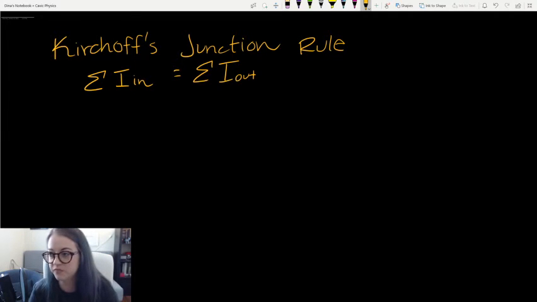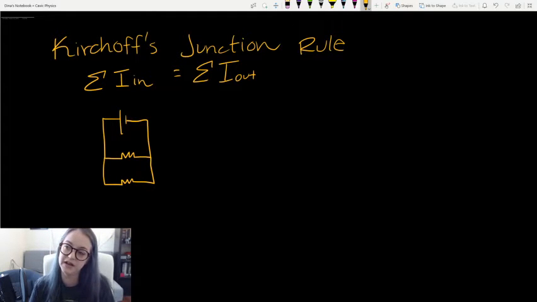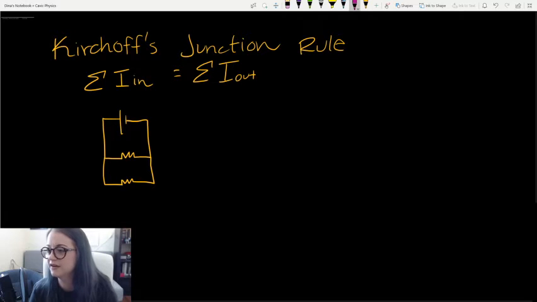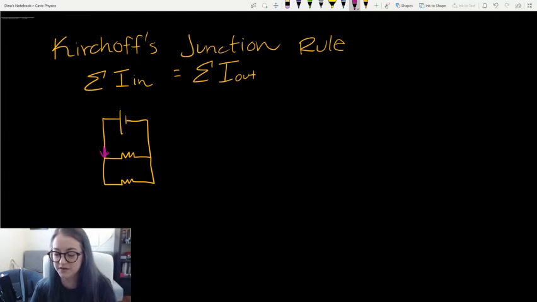So what does that mean? Well, if we look at a parallel circuit, here we have a junction. Current comes into this junction right here, and then it's going to divide. Some of the current will go this way, and some will go this way. Then our current reaches this junction, where these two different currents come together and have to exit.